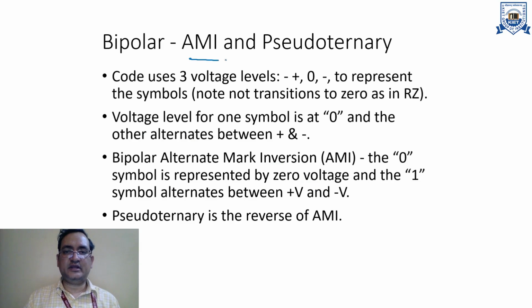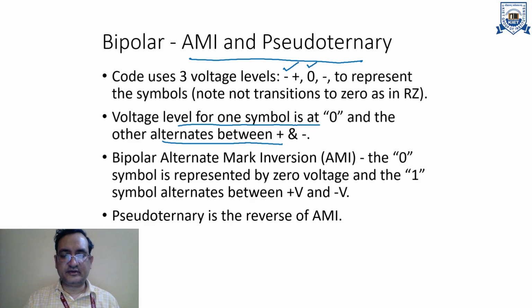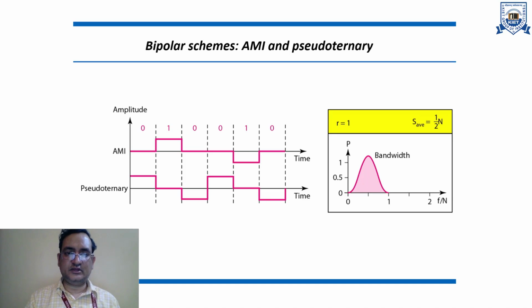Now bipolar AMI and pseudo ternary. This code chooses 3 voltage levels. In this case, alternate mark inversion: 1 will be represented as either positive voltage or negative voltage, and 0 will be represented by 0. The voltage level for one symbol is at 0 and the other alternates between plus and minus for ones. In bipolar alternate mark inversion, the 0 symbol is represented by 0 volts and 1 is a symbol alternating between plus V and minus V. So pseudo ternary is the reverse of AMI.